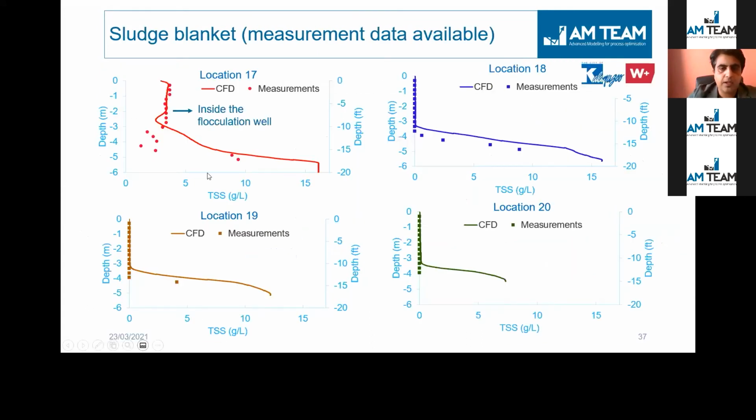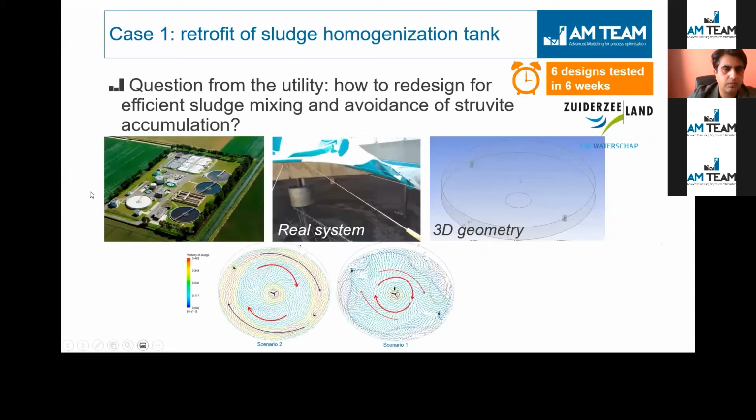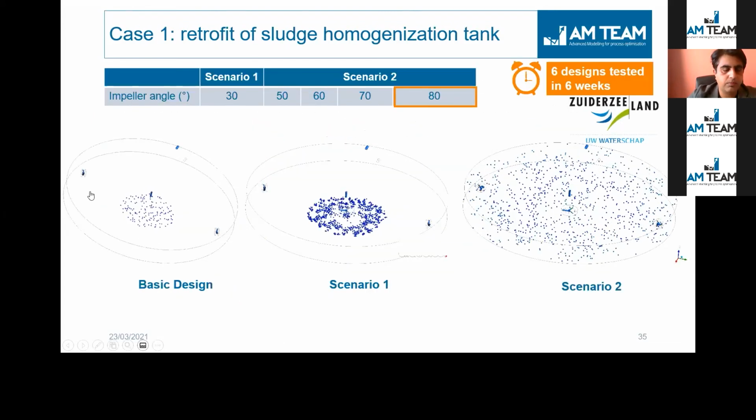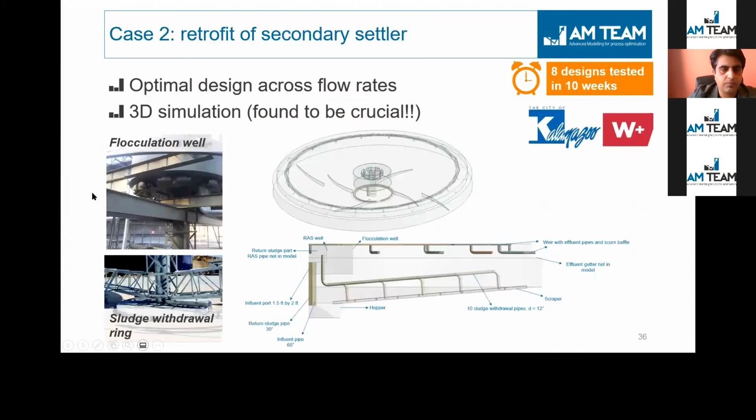Another example is, I have to go back. Yeah, so this is an example of a secondary settler, and the client was actually looking at increasing the capacity of the settlers by adding some extra retrofitting inside the settler, so that they can still have very good settling without compromising the effluent quality. So without having much more TSS in the effluent.